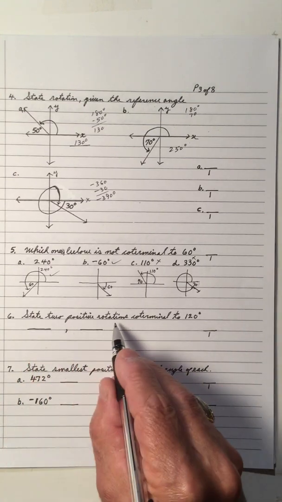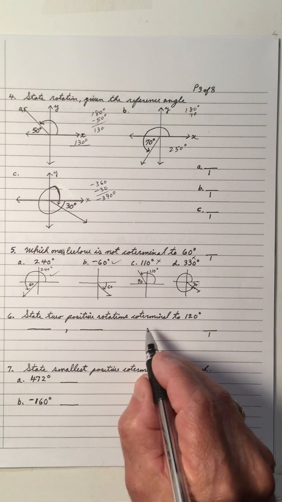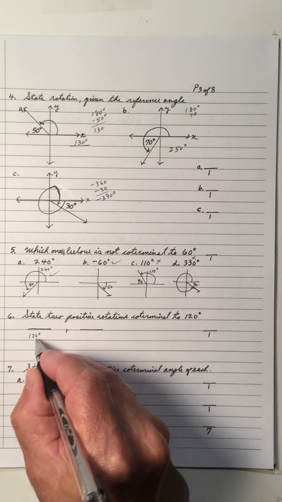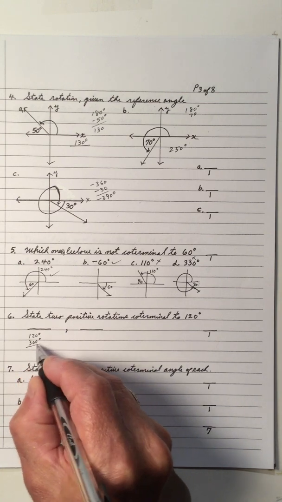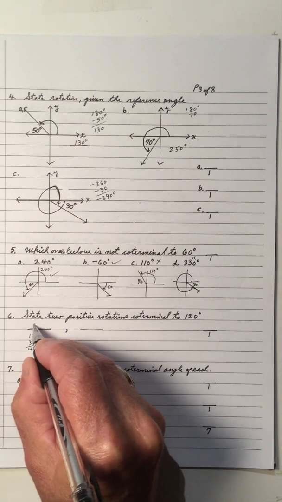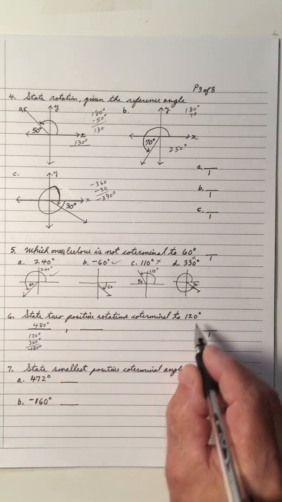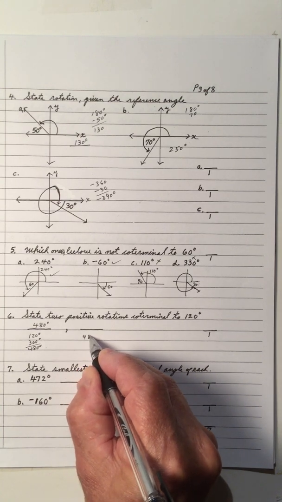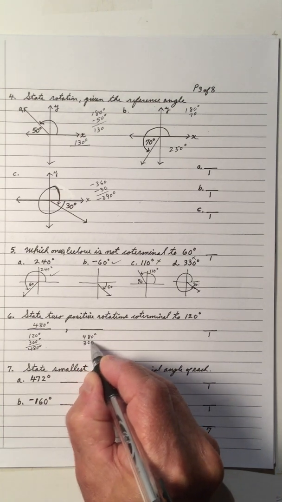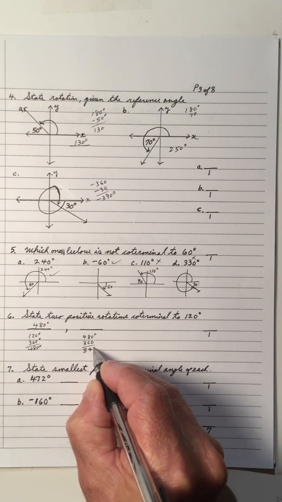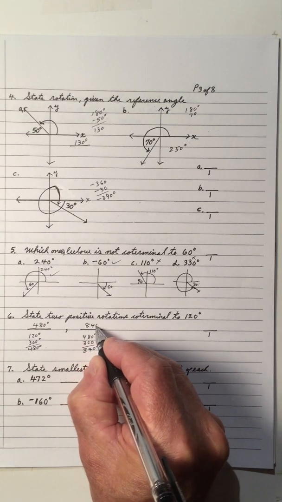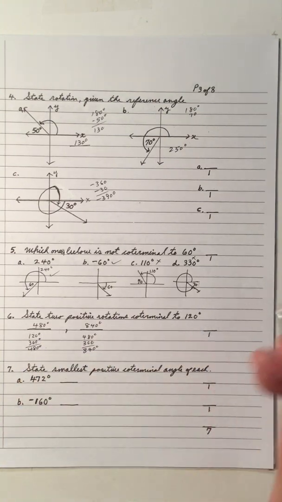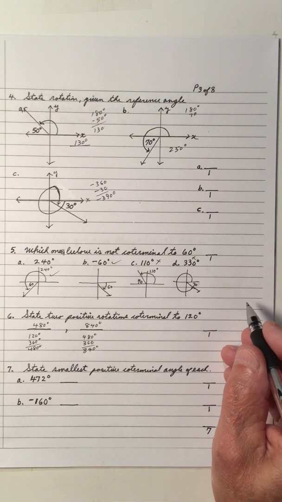Number 6, state two positive rotations coterminal to 120. If you take 120 and add on 360, you'll get 480. So 480 degrees is coterminal with 120. And if you take the 480 and add on another 360, then you get 840 degrees. So it's another coterminal. And adding on 360, 360, 360, etc. will give you positive coterminal angles.